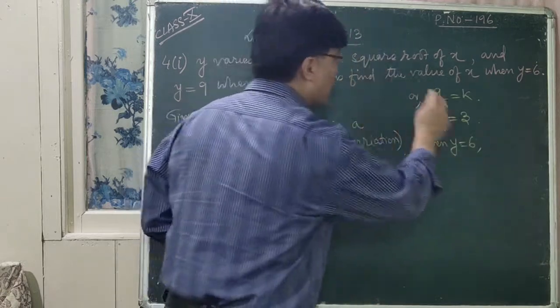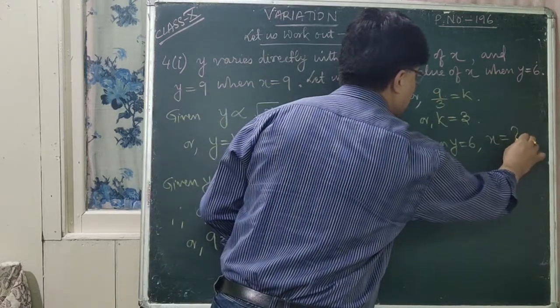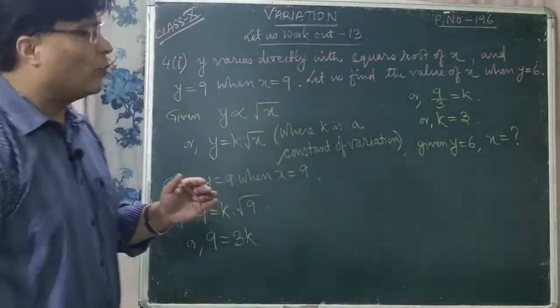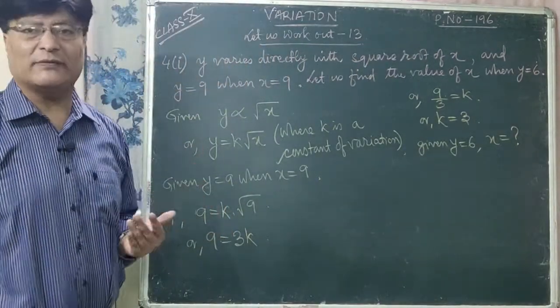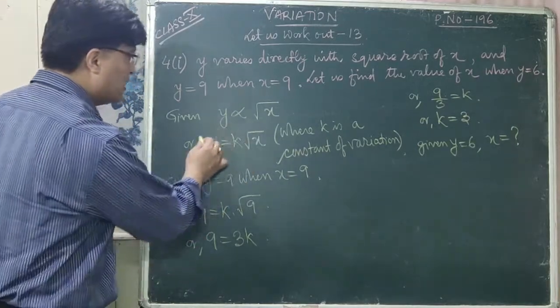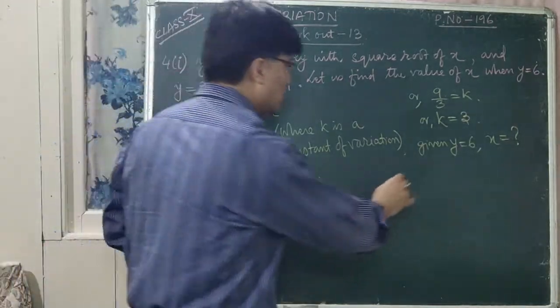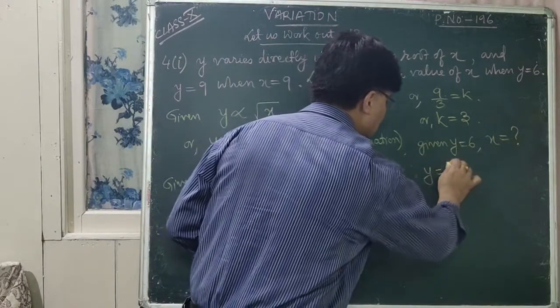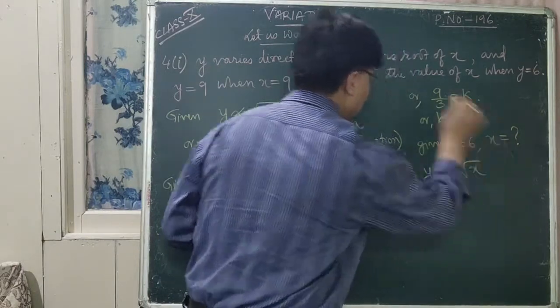So what is the value for x? So x is equal to question mark. When y is equal to 6, you have to get the value for x. Now again, which relation is used? This y is equal to k root over x is used. So therefore y is equal to k root over x.